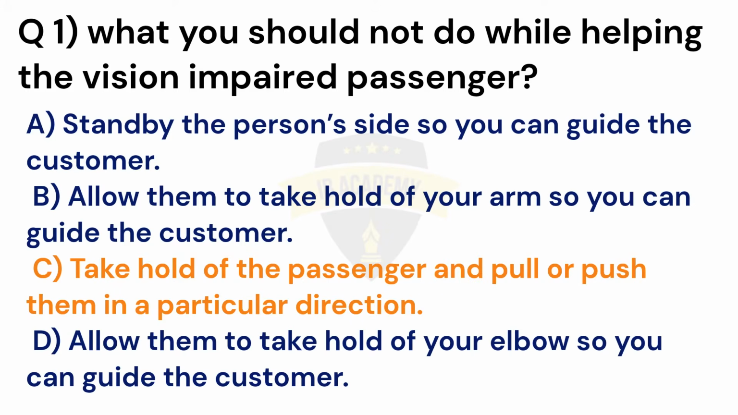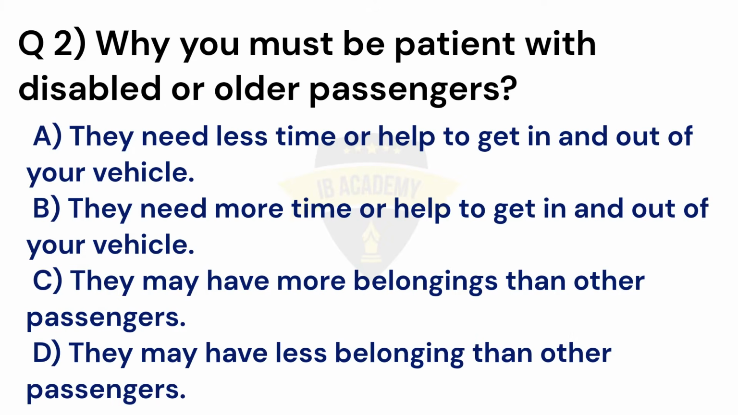The correct answer is option C. Do not take hold of the passenger and pull or push them in a particular direction while helping the vision impaired passenger. Here the question is what you should not do. But if they ask what you should do to help the vision impaired passenger, then option A, B and D are the correct answers.